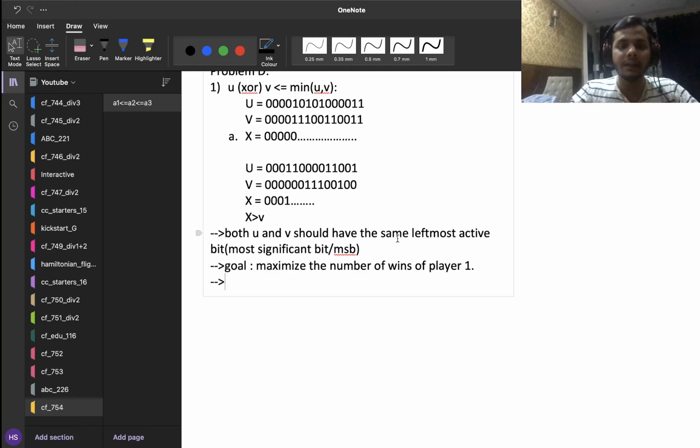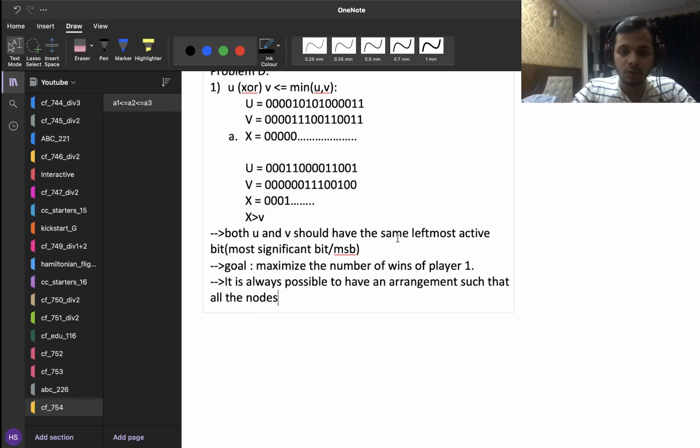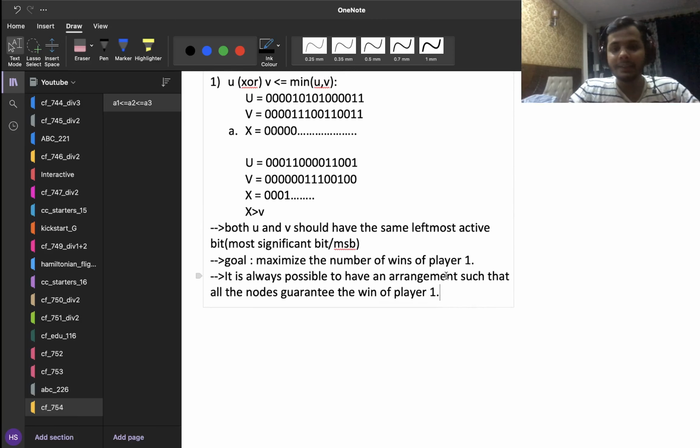And it turns out that it is always possible to have an arrangement such that all the nodes guarantee the win of player 1. That is it. That is the problem. The thing is that it is always possible to have a permutation, to rearrange all the elements of the tree in such a way that it doesn't matter on which node player 1 puts the token, he is always going to win.